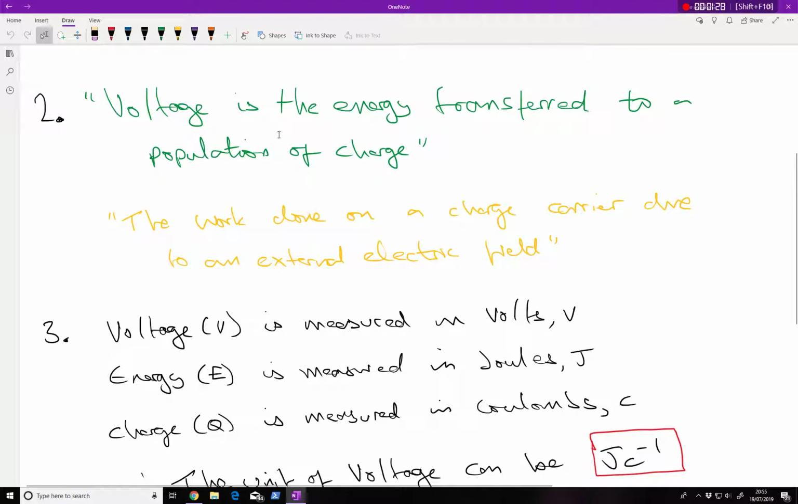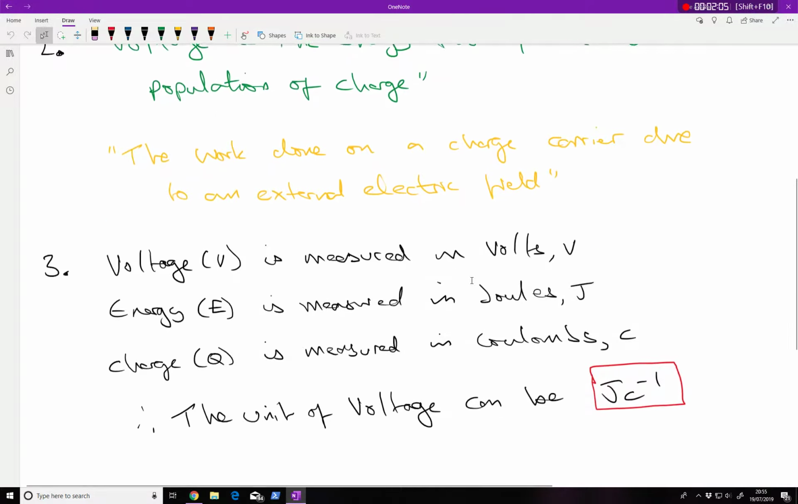So as I've written here, voltage is the energy transferred to a population of charge. It is also the work done on a charge carrier due to an external electric field. So inside a battery, especially an electrolyte battery, you have chemical reactions happening, and you have a potential set up. And in that variation of potential, work is done on any charge. So energy is transferred from the electric field to charges that may be passing through, and that is how electrons get their energy and exit the battery into the rest of the circuit.